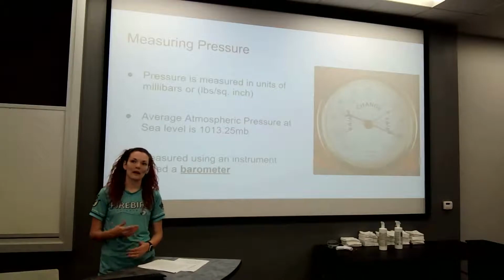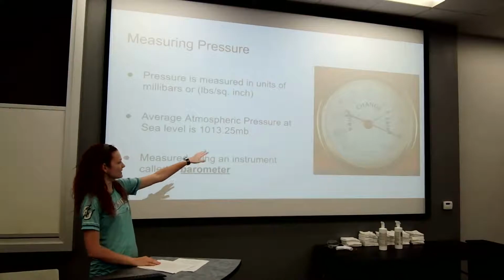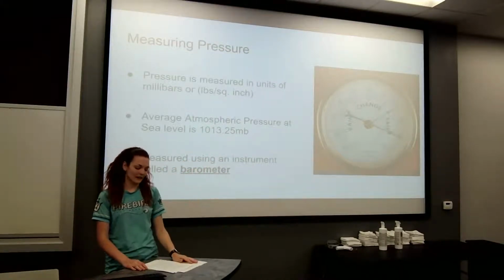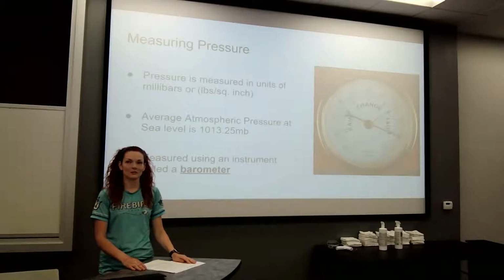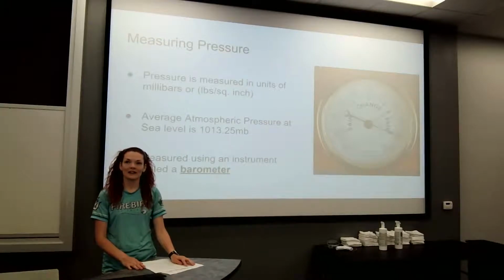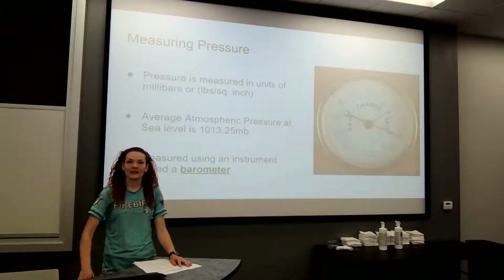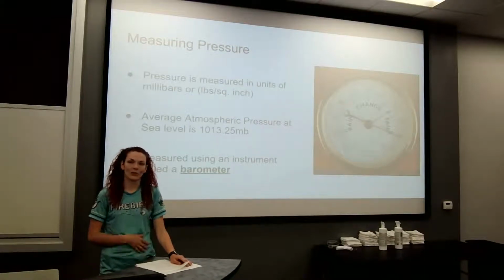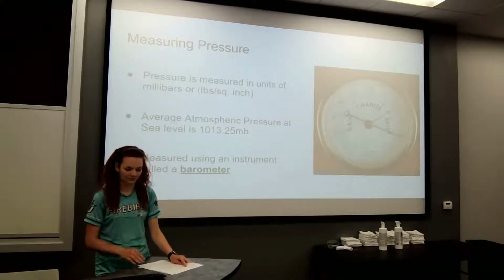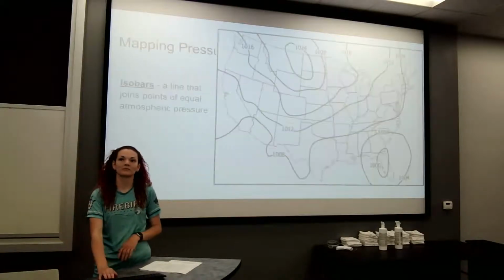And then for measuring pressure, we use an instrument called a barometer. It looks like this. Barometers are going to measure the air pressure, the atmospheric pressure, and they're measured in units called millibars. So remember, pressure is measured in units called millibars. And then the average pressure that you're going to have at sea level, so like on the ground, is going to be 1,013.25 millibars. That's our average pressure at sea level. And then, of course, as you get up in elevation, it gets lower and lower.